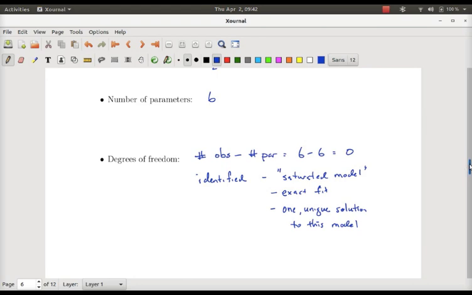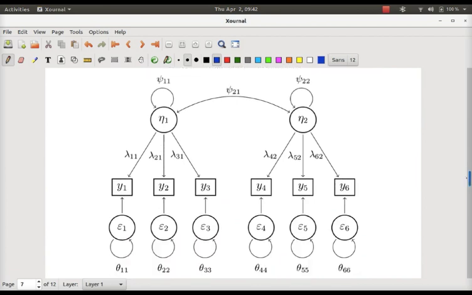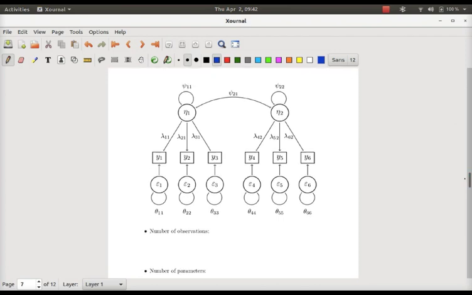Okay, so here's a model. It's identified, but it is a saturated model. All right, now here's one that's a little more complicated. In fact, I'm going to zoom out just a little bit on this one. I'll come back in a moment. So here we have quite a lot going on.